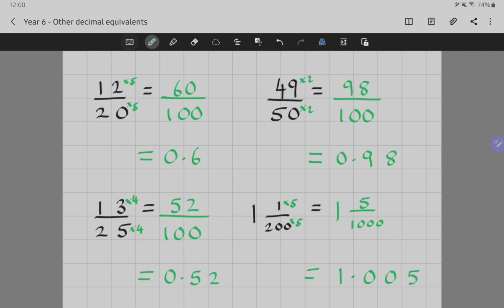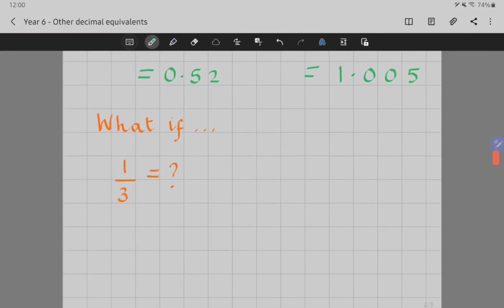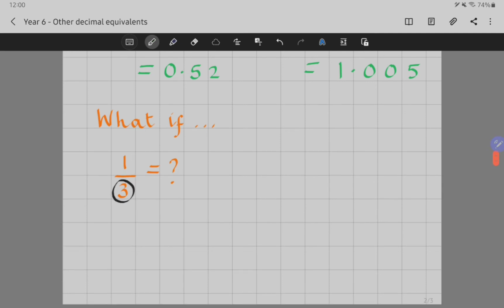How did you get on? Okay, get all those? Maybe that last one was a bit tricky. If not, rewind the video, have another look, or you can have a look at this next step. So slightly trickier maybe. What if you've got a denominator like 3, for example, which doesn't multiply? You can't turn it into an equivalent fraction of 10, 100 or 1,000. How are you going to work out the decimal equivalent?